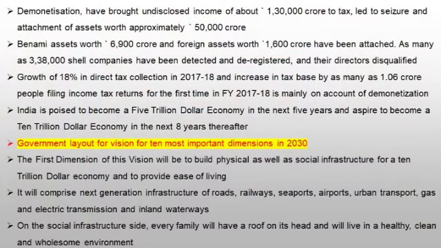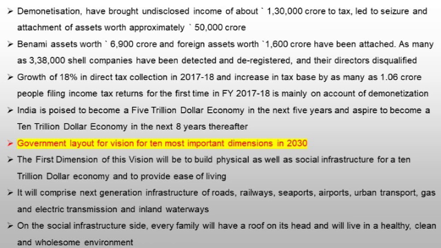Then indirect tax collections have been growing at 18%. Direct tax, 18%. And 1.06 crore people have filed income tax returns, mainly due to demonetization. So the government is saying that it will become a $5 trillion economy in the next 5 years and a $10 trillion economy in the next 8 years.